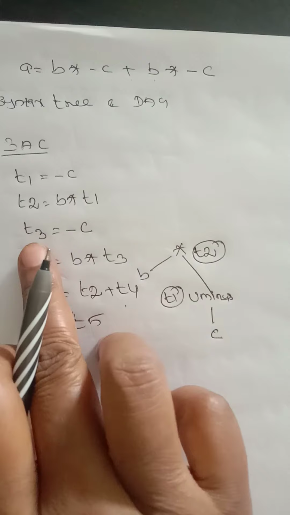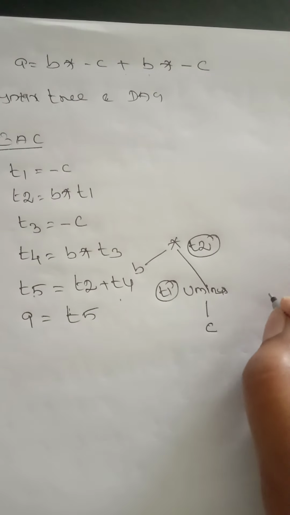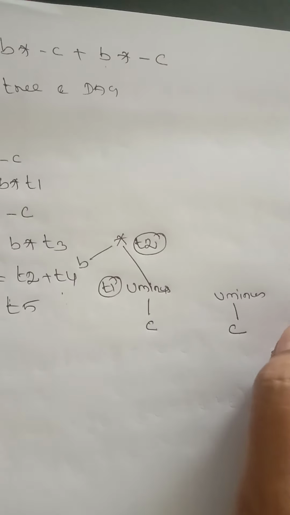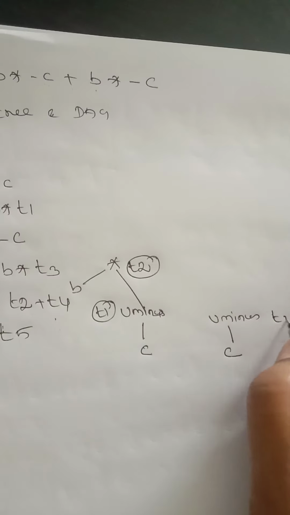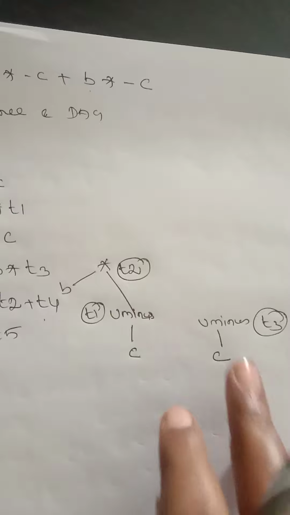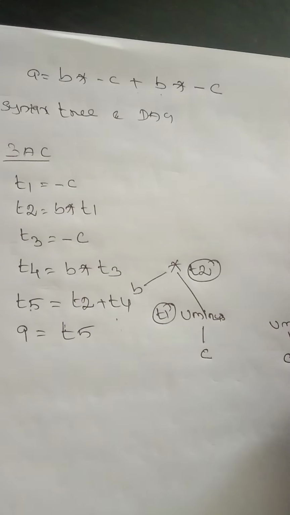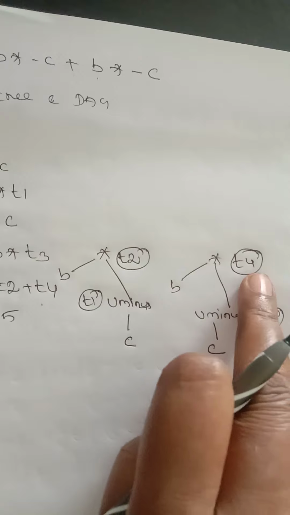Then again we construct t3 equal to minus c. Like that, u minus of c, and that is called t3. Next we construct t4 equal to b into t3: b into t3. This is called t4.